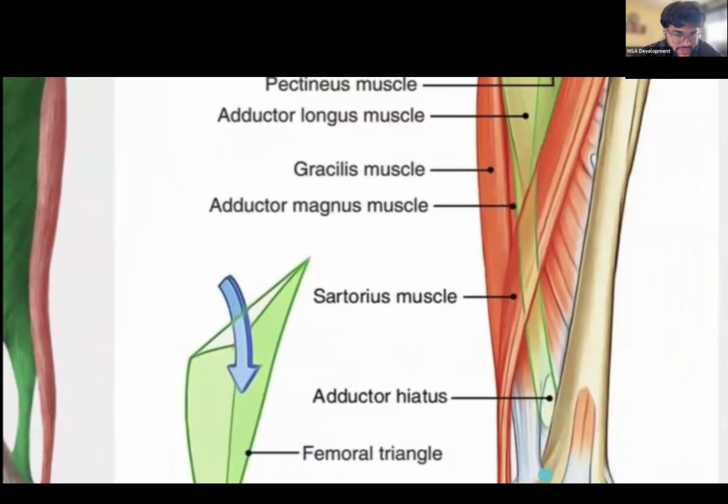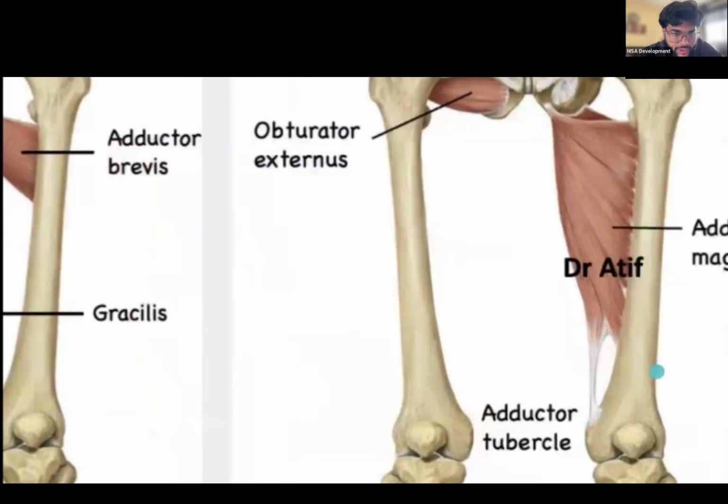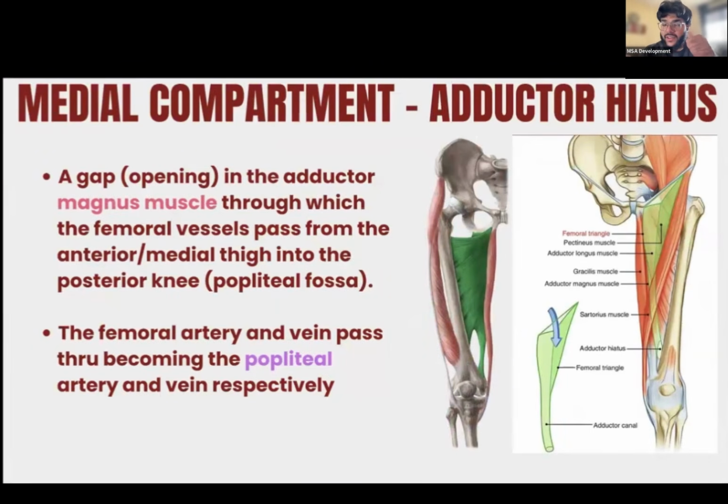Right here. This is your adductor hiatus. We saw it in the previous slide over here, right here. This is your adductor hiatus. What the adductor hiatus is, basically, is a gap in your adductor magnus muscle. Through this gap, the femoral artery and vein pass from the medial and anterior thigh into the popliteal fossa, where they become the popliteal vein and artery. That's the main thing you want to remember about the adductor hiatus.